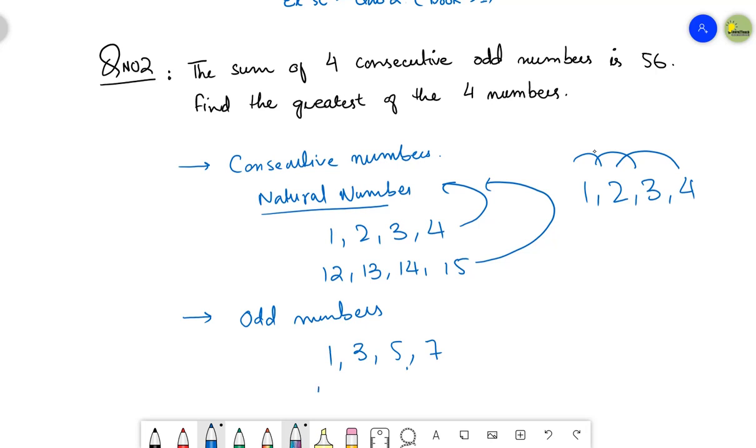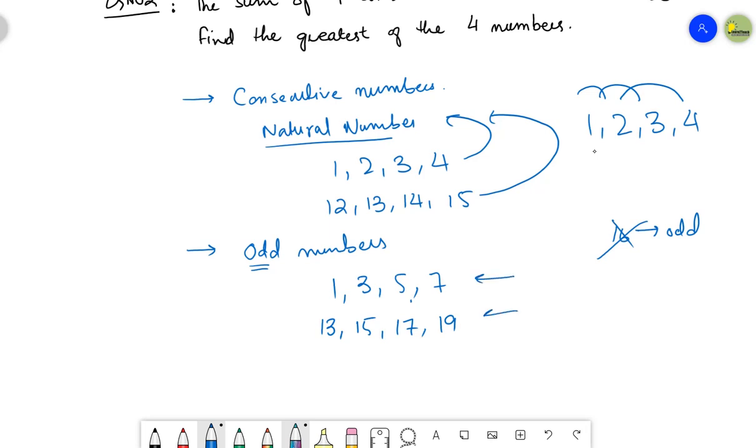Similarly, let's have another example. Let me take 13 as my odd number. Then after 13 I get 15, which is the consecutive odd number after 13. Then after 15 you skip 16 and move to 17. Why are you skipping 16? Because 16 is not an odd number, it is an even number. Then you will have 17. After 17, we are talking about odd numbers, so we get 19, not 18, because 18 is an even number. In this way, we can have multiple odd numbers that are consecutive. We can have lots of examples of that.